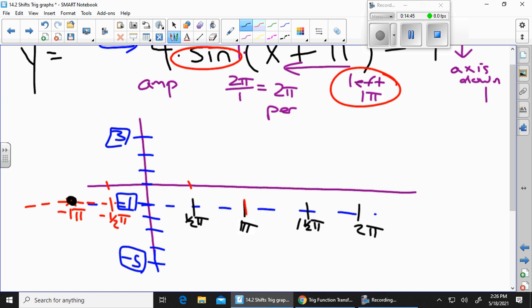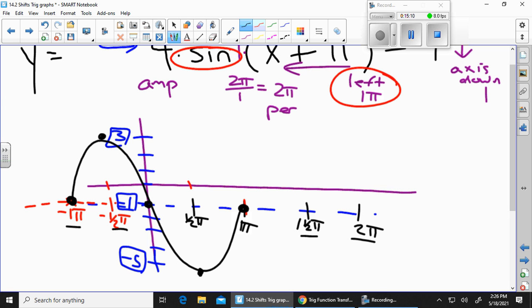What does sine do? Axis, next slash mark, max. The y-axis is a slash mark. Back to the axis. Down to the min. Back to the axis. Now you got 2 left over. Well, why do you have 2 left over? Because you started 2 to the left.